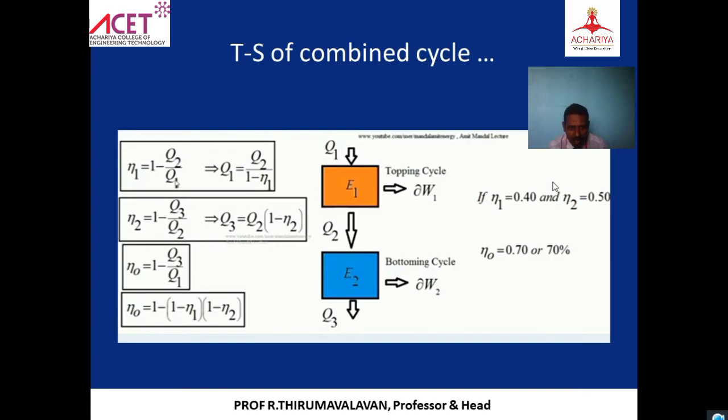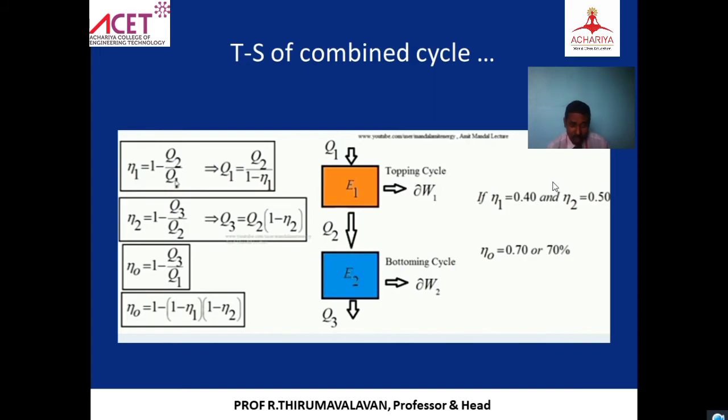So if we substitute this value of Q2 in that value of Q2 there, first efficiency, we can find the overall efficiency. Overall efficiency is going to be the total efficiency, 1 minus Q3 by Q1. We know the Q3 value and the Q1 value, and both efficiencies we calculated. So overall efficiency is equal to 1 minus (1 minus efficiency 1) into (1 minus efficiency 2). The same formula if we substitute the values of Q3 and Q1 gives the overall efficiency.